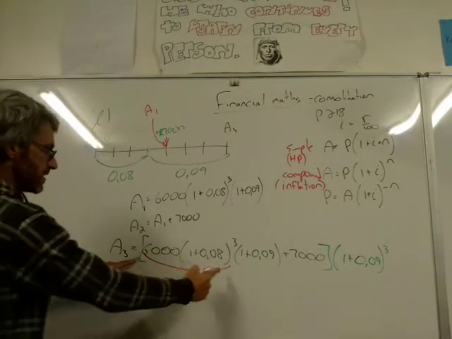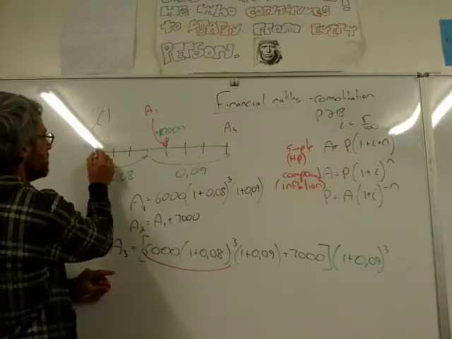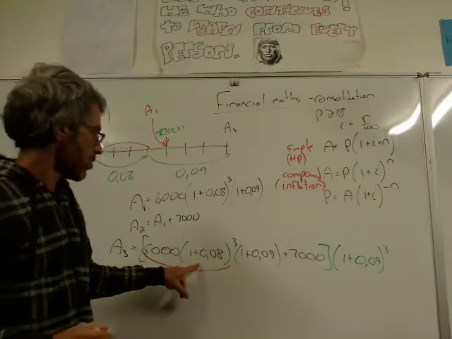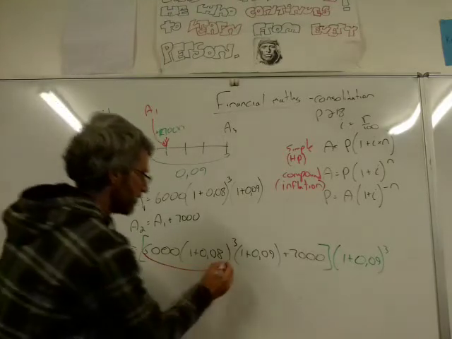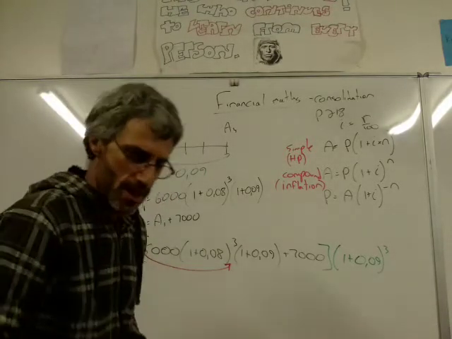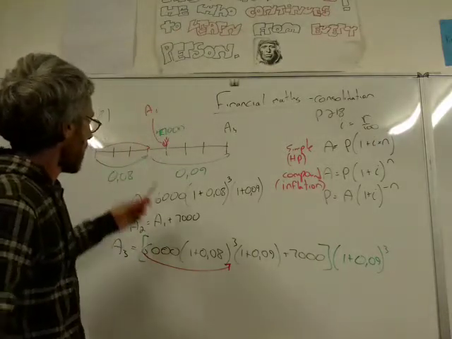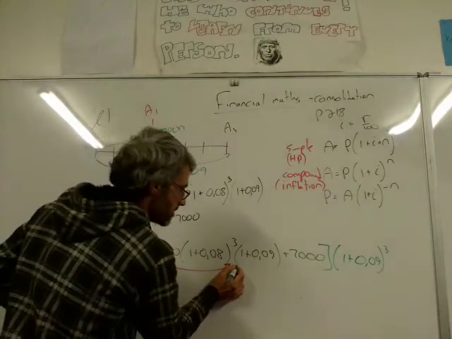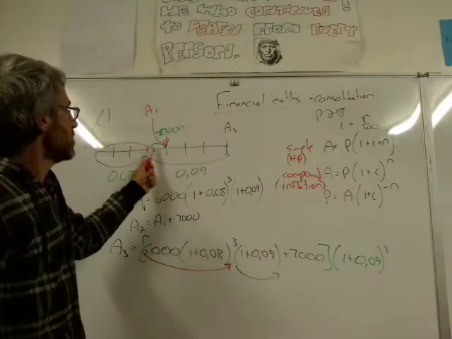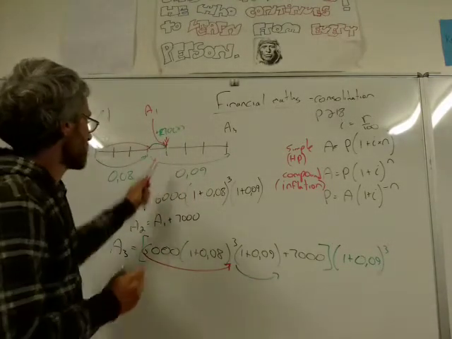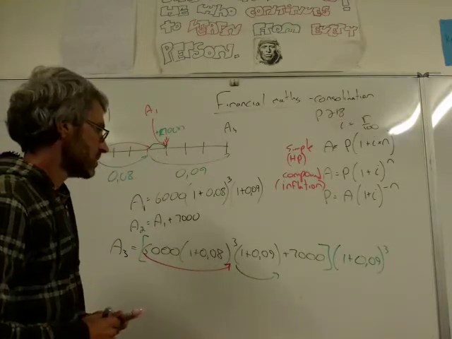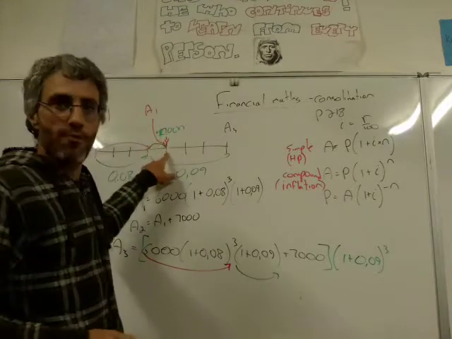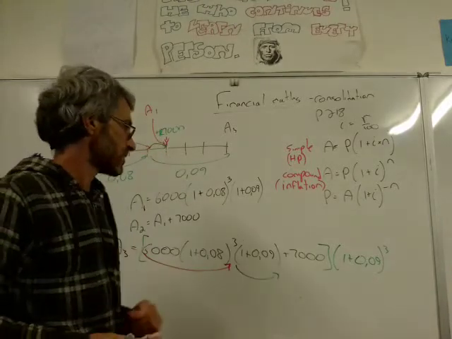I'll give it different colors. This is the first 3 years that I've expanded, grew the money with 8%. That's the first bit. Okay? Then I'll give it another color. This is the 1 year that I grew the money over 9%, because now we move to 9%. What is this? This is the 7,000 Rand I've added at the 4th year. Okay? So just plus 7,000 Rand.